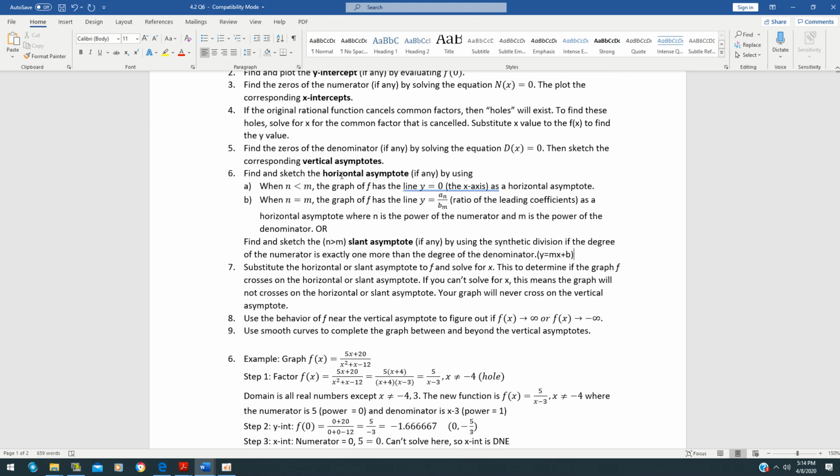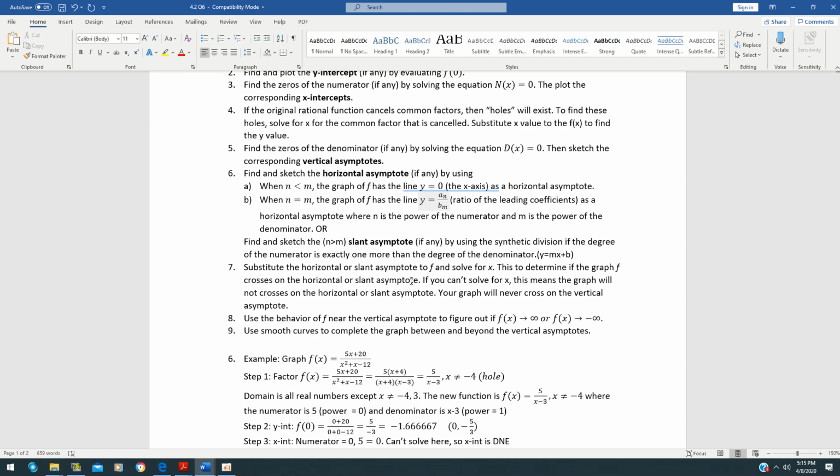So that means you can have either a horizontal or a slant asymptote. You cannot have both of these asymptotes. Just want to point that out to you guys. And then number 7 says that you have to substitute your horizontal or slant asymptote into f to solve for x. Let's say you find that your horizontal asymptote is y equals 3, then you set f of x equals 3 and try to solve for x. The reason you're doing this is that we want to figure out if the graph will cross your horizontal or slant asymptote.